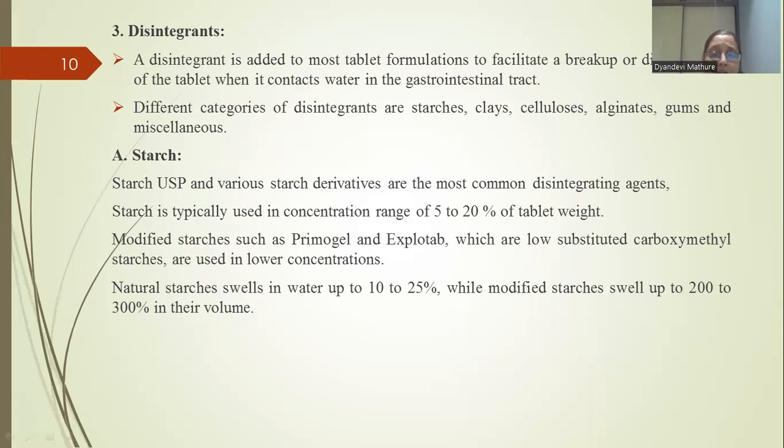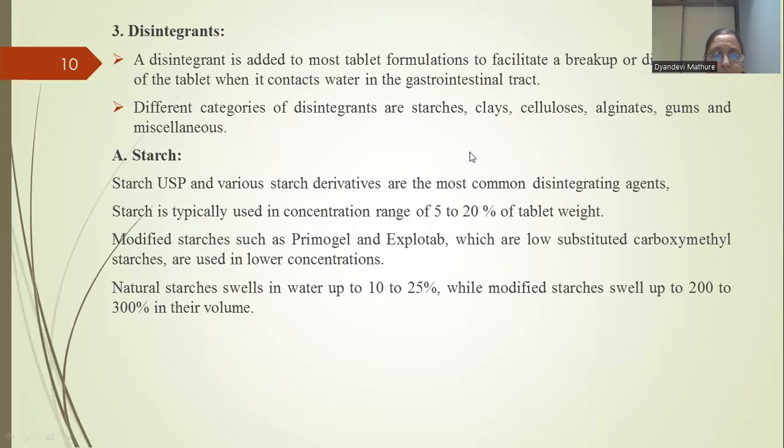Now, what is starch? Starch USP and various starch derivatives are the most common disintegrating agents. Starch is typically used in a concentration range of 5 to 20% of the tablet weight. Modified starches like Primogel and Explotab, which are low substituted carboxymethyl starches, are used in lower concentration. We have discussed that in the case of diluents we used hydrolyzed starches, whereas here modified starches like Primogel and Explotab are being used as a disintegrant.